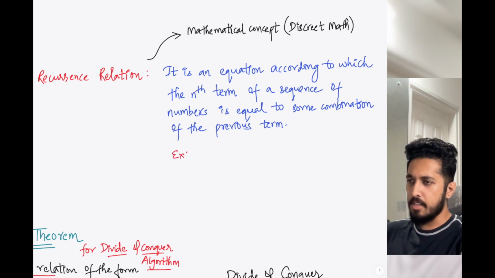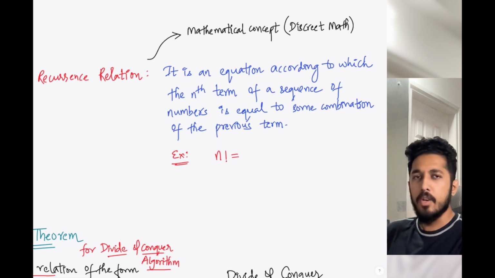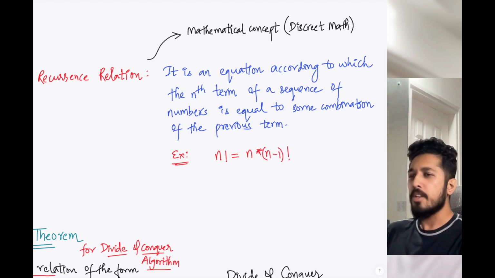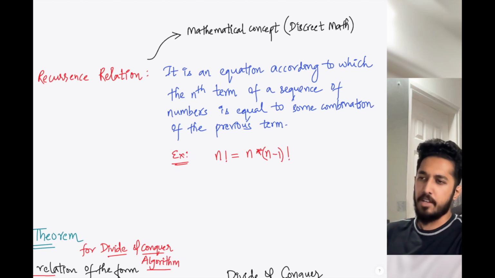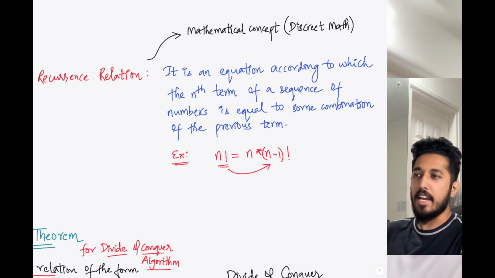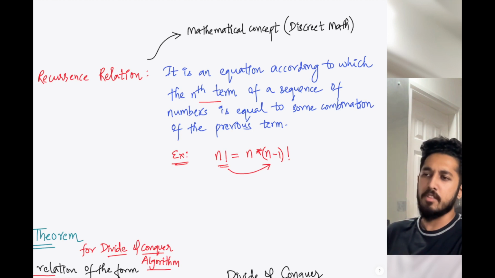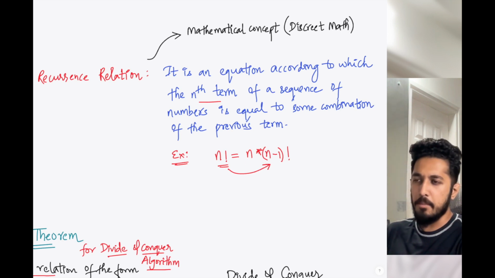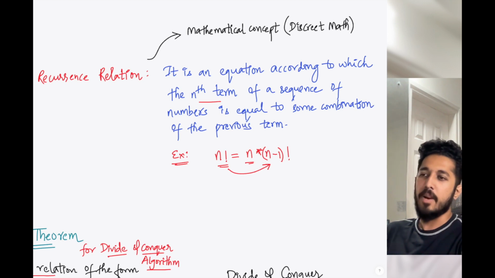One example can be, if we have to find n factorial, then I can say that n factorial is equal to n into n minus 1 factorial. As you can see, the n factorial depends on the previous term, right? As it says, the nth term of a sequence of numbers is equal to some combination of the previous terms. Here the combination is that we multiply n with n minus 1 factorial, which is the previous term in this case.